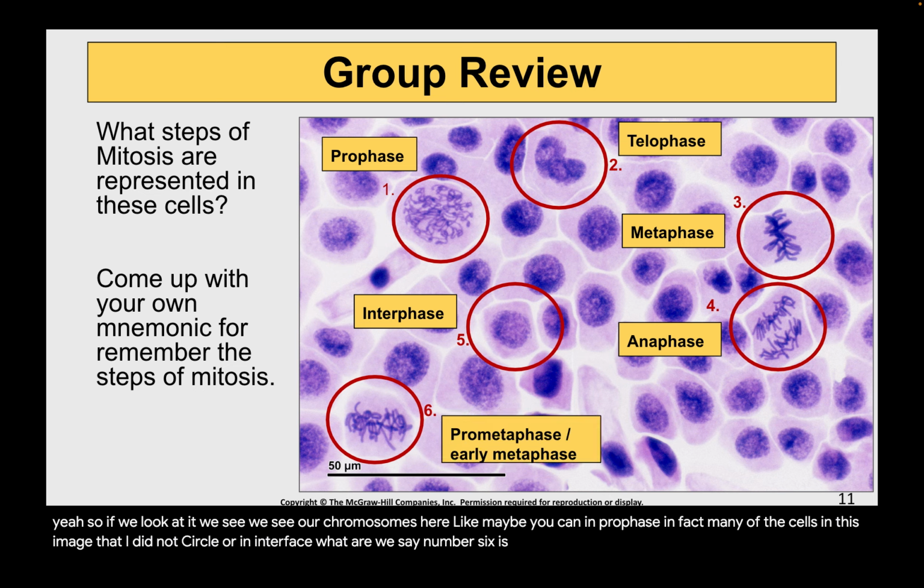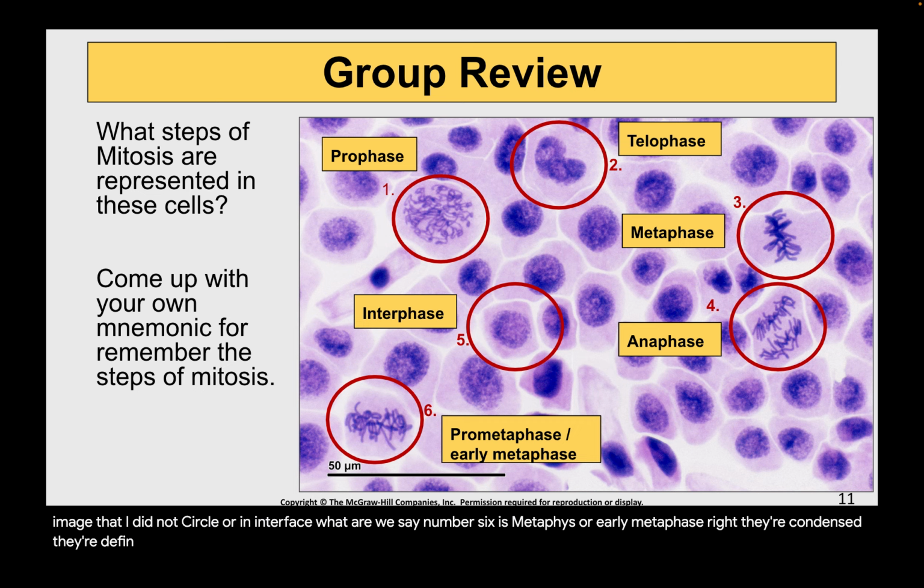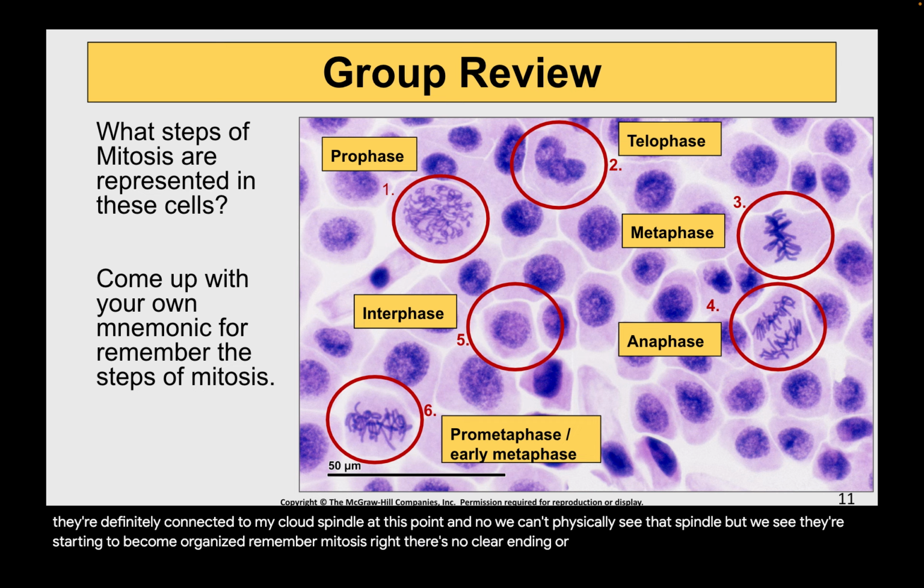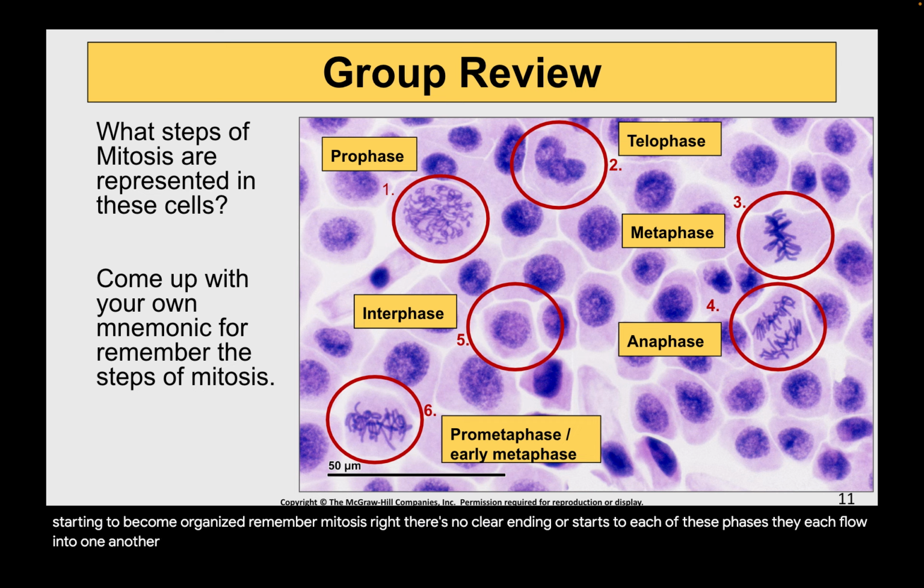Yeah. Prometaphase or early metaphase, right? They're condensed. They're definitely connected to a mitotic spindle at this point, even though we can't physically see that spindle. But we see they're starting to become organized. Remember mitosis? There's no clear ending or start to each of these phases. They each flow into one another.